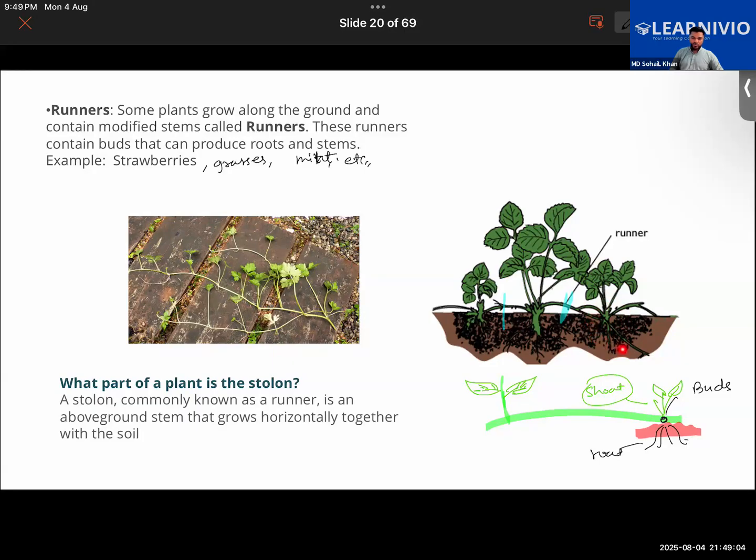It can be cut from the main plant and it will grow independently. On its own it will take all the necessary nutrients and water from the soil and grow as an independent plant. This horizontal stem is known as a runner and also called a stolon. Stolon and runner are the names of the horizontal stem that grows close to the soil. So we have examples of coriander, strawberries, grasses, mint, etc.